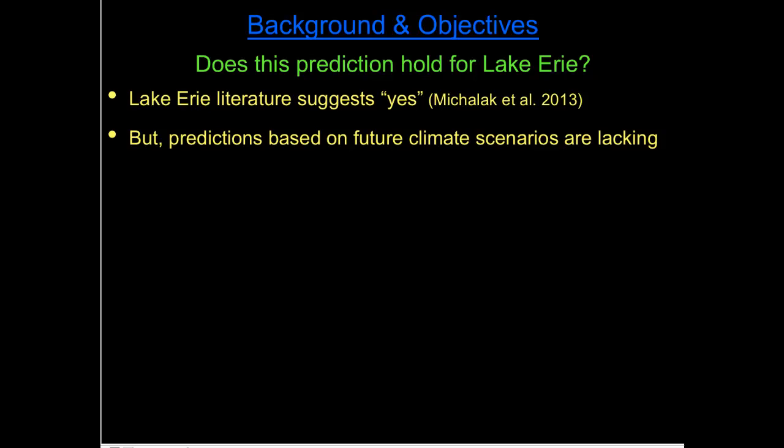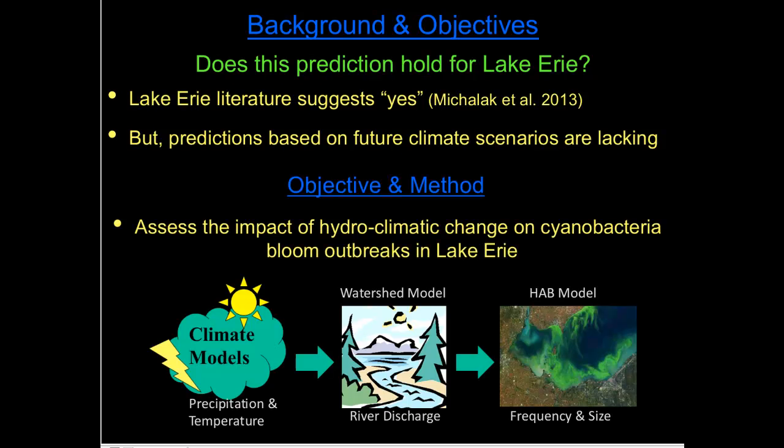When we zero in on the Great Lakes, and especially Lake Erie, we wonder if this is going to happen in Lake Erie. A recent report by Mitchell et al. says this is going to happen in Lake Erie. But these predictions for the Great Lakes and for Lake Erie especially are based on historical trends, and there's been no one to look into future climate scenarios and analyze the impacts of future climate scenarios on these harmful algal bloom events.